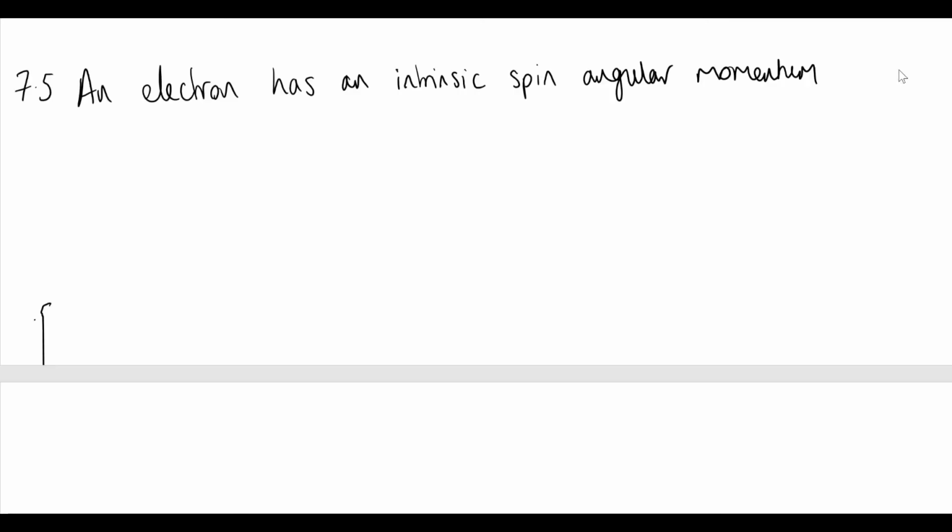So I'll give you a little bit of a potted history as to how people came up with the idea of electron spin, and also how there's no classical equivalent to electron spin, and we'll think about why that is. So the section heading here is: an electron has an intrinsic spin angular momentum. And let's start by reviewing that Stern-Gerlach experiment.